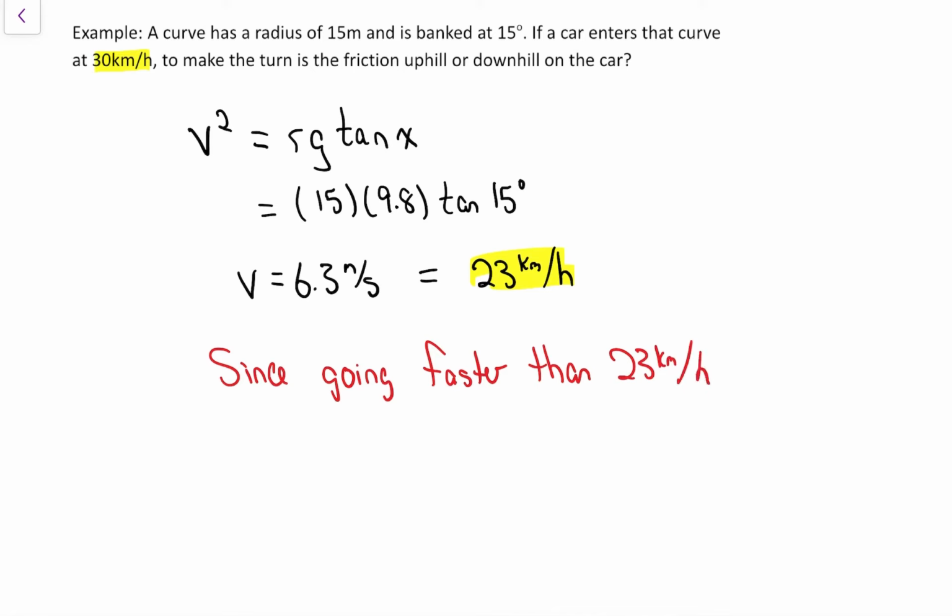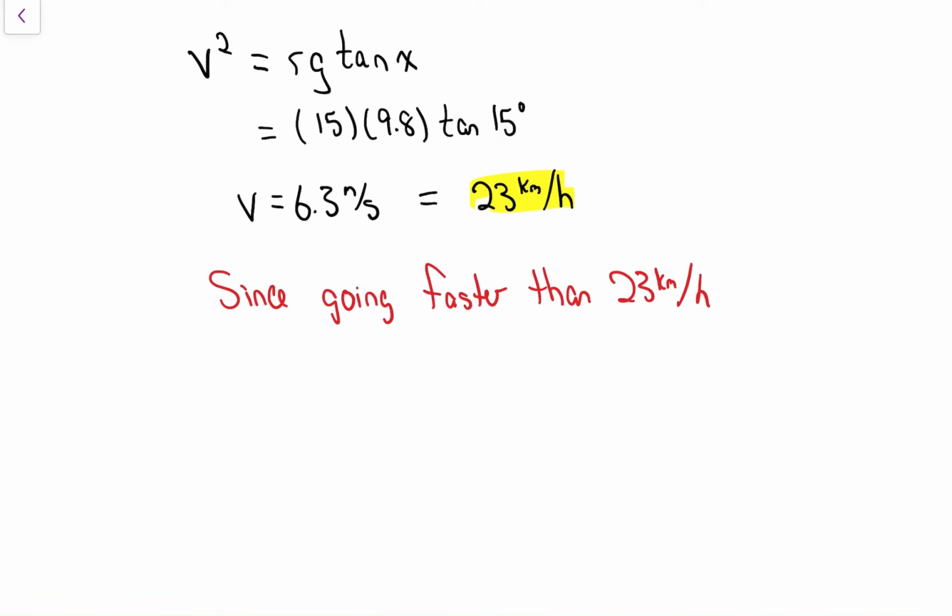the tendency would be the car would drift up and out of the curve. It's going to fly outward. Friction is going to prevent that from happening by being downward.